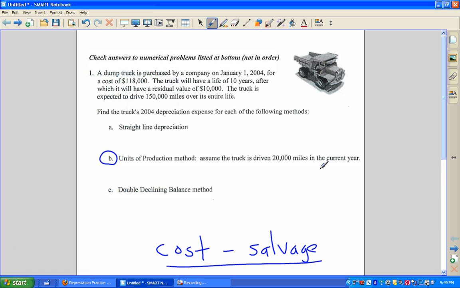Let's take a look at part B now. Okay, units of production method. We'll do this one in red, but it's very similar. For units of production method, you still need the cost of the asset and the residual value of the asset. But instead of the life, you don't need the life anymore.